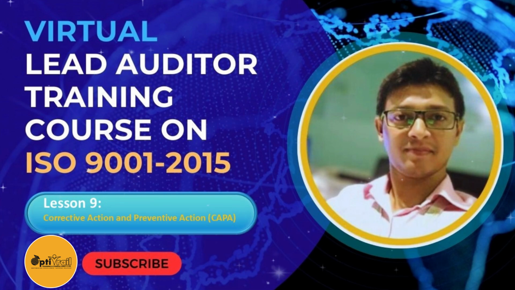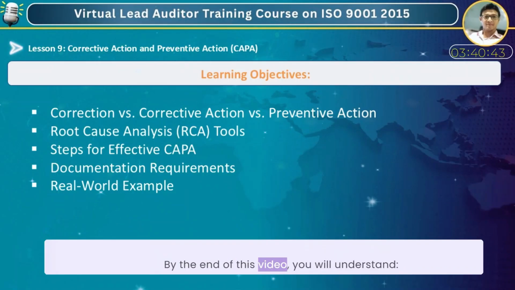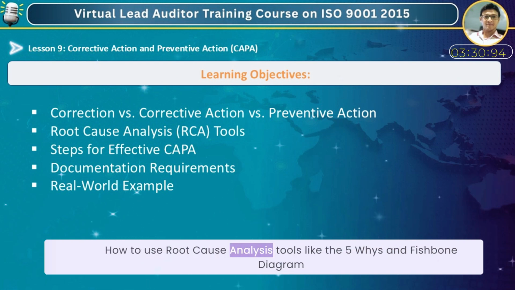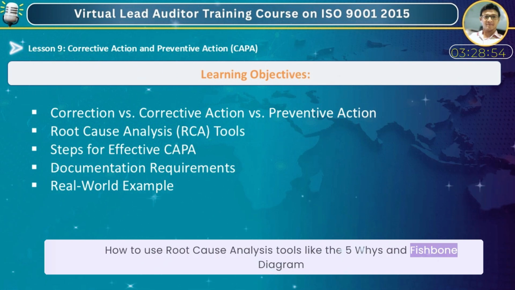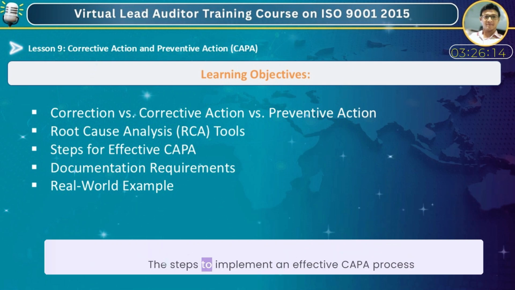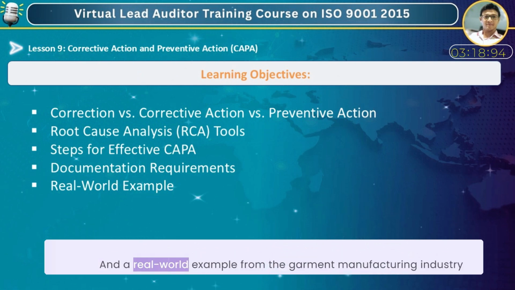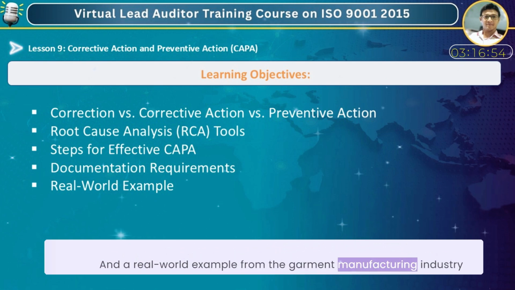9001-2015. In today's session, we'll be covering Lesson 9, Corrective Action and Preventive Action, often referred to as CAPA. By the end of this video, you will understand the difference between correction, corrective action, and preventive action; how to use root cause analysis tools like the 5 whys and fishbone diagram; the steps to implement an effective CAPA process; the proper documentation requirements; and a real-world example from the garment manufacturing industry.